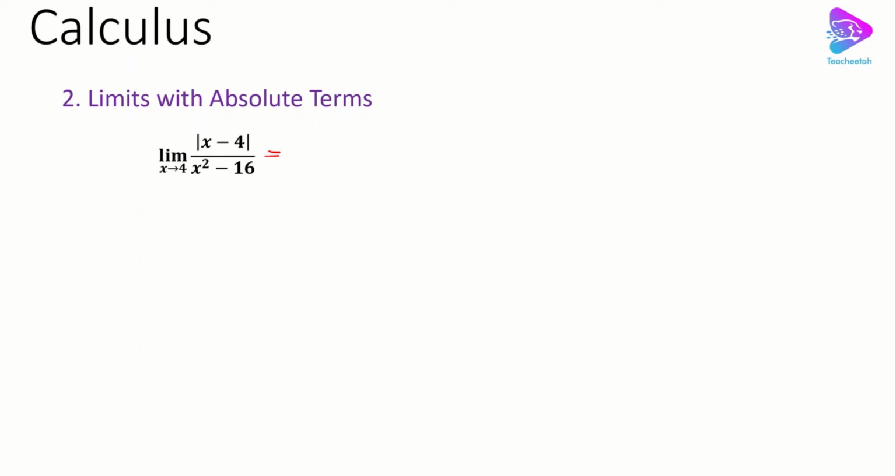So if we plug in 4 instead of x, it's going to be 4 squared minus 16, and this is going to be 0 over 0. So this is an indeterminate form. But for functions in which we have an absolute term, we have to see how we can actually tackle the absolute term in the function.